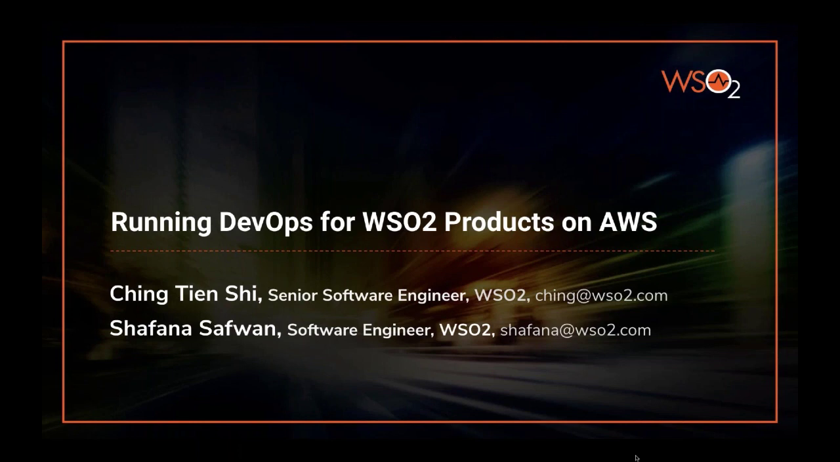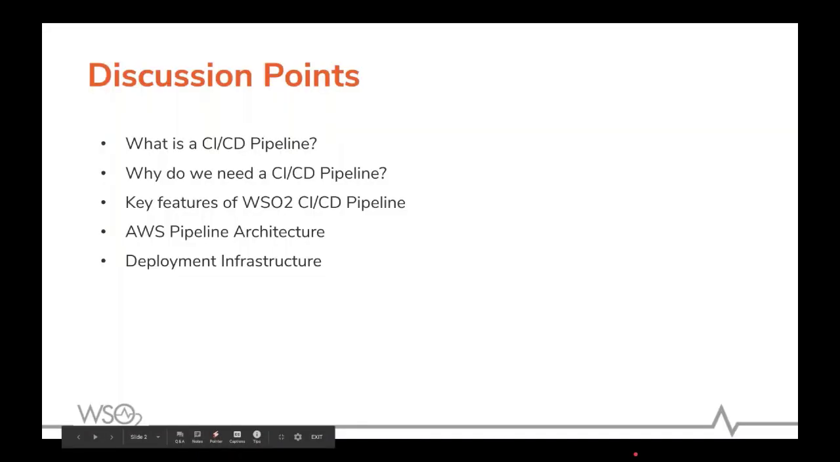Let's move on to the discussion points to see the content of today's webinar. First of all, let's see what is a CI/CD pipeline and then why we need it and the key features of a CI/CD pipeline. Also, the WSO2 AWS pipeline architecture followed by a demonstration. And also we will explain the deployment infrastructure.